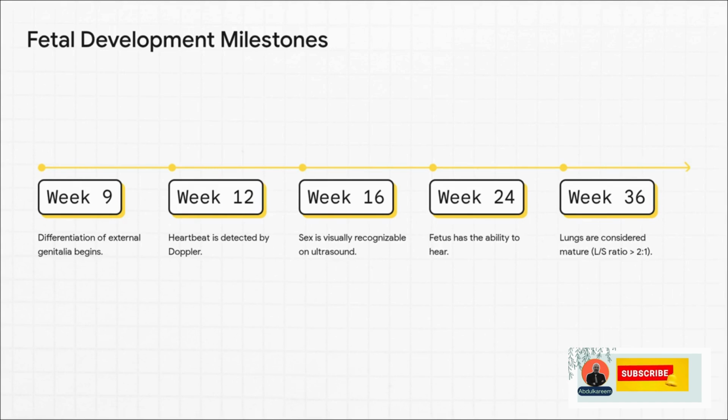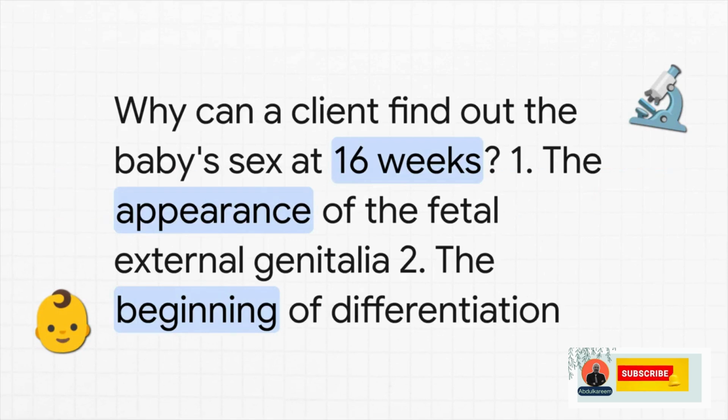That subtle difference is pure NCLEX gold. And wouldn't you know it, here's the question that's designed to test that exact detail. A client wants to find out the baby's sex. The nurse says they can at 16 weeks. Why? Is it because of the appearance of the genitalia or the beginning of differentiation?